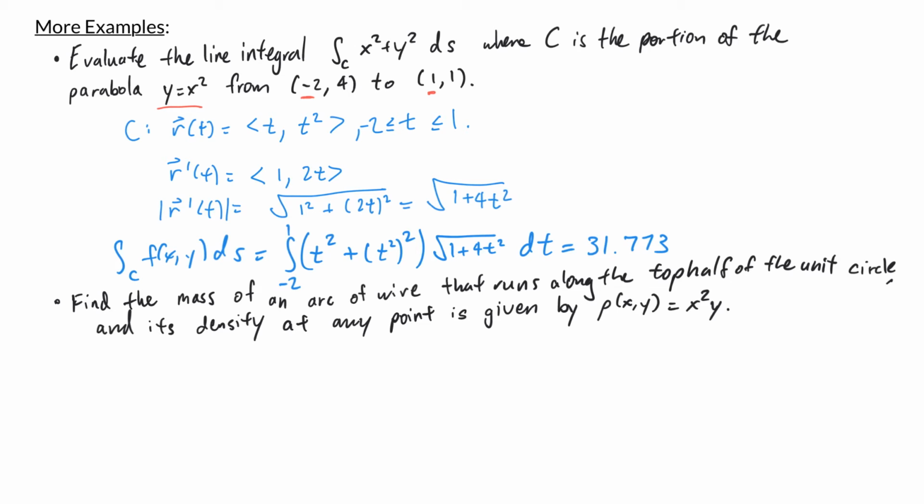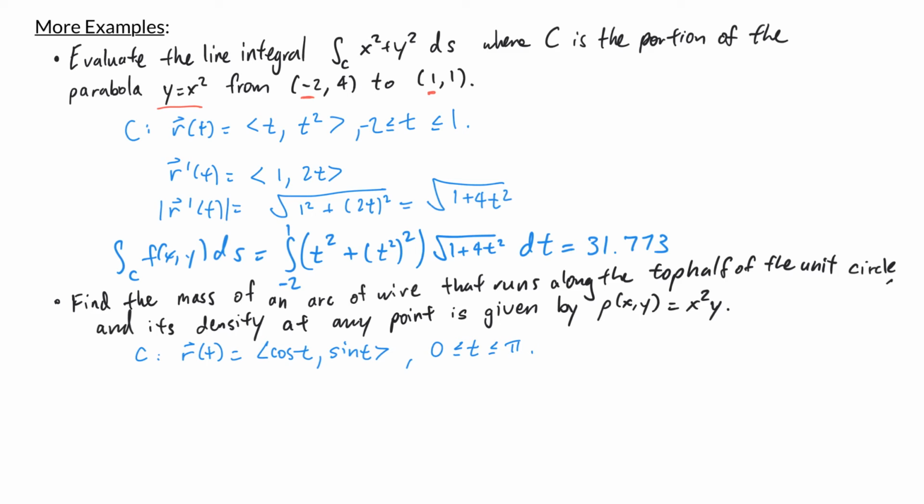What I just described is a Riemann sum, and when I take the limit, I get the line integral. So in this example, all I have to do is calculate the line integral of the density function along our wire. So let's start by parameterizing our wire. Our wire is the top half of the unit circle, so I can describe that as cosine t, sine t. And since I want the top half, I want my t's to go from 0 to pi.